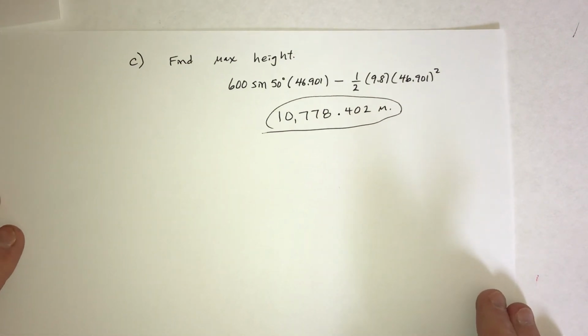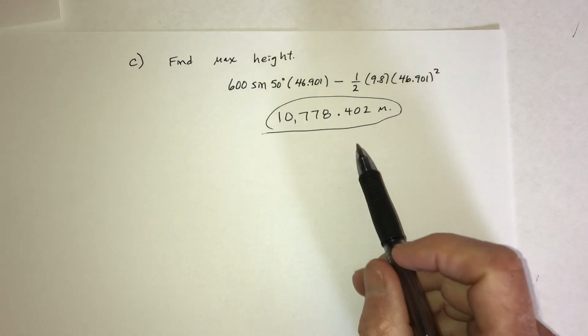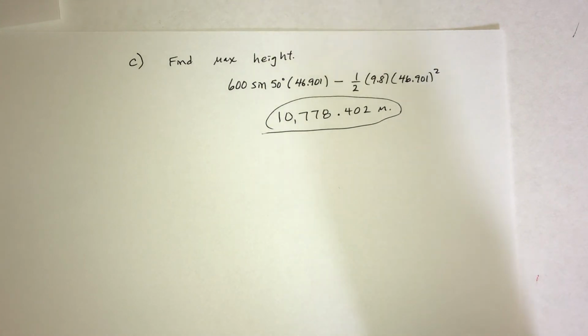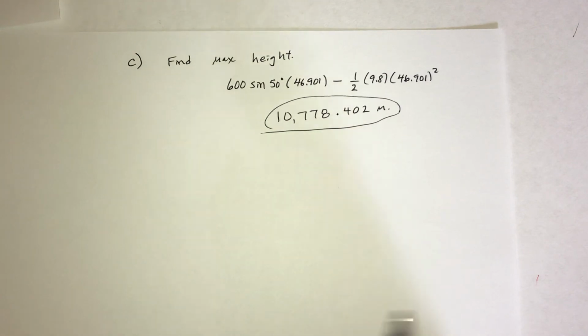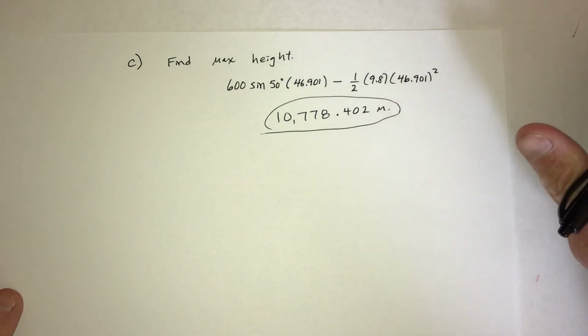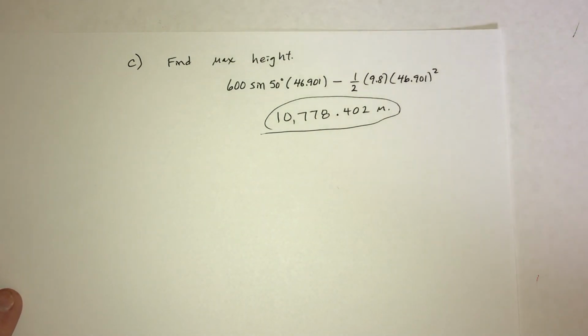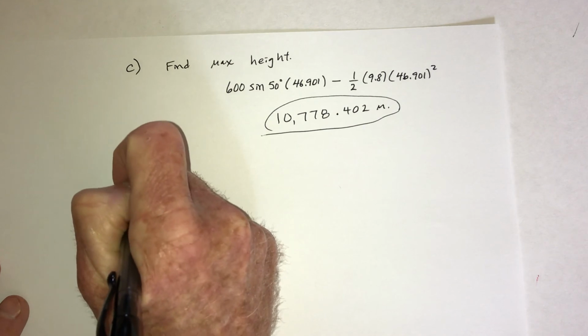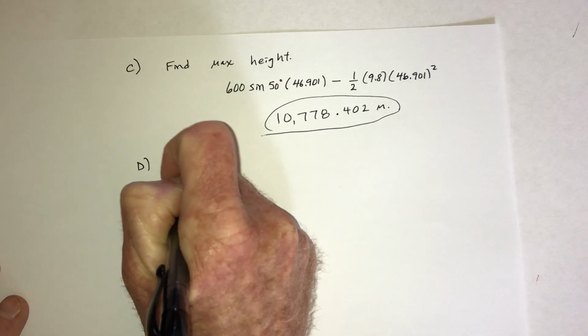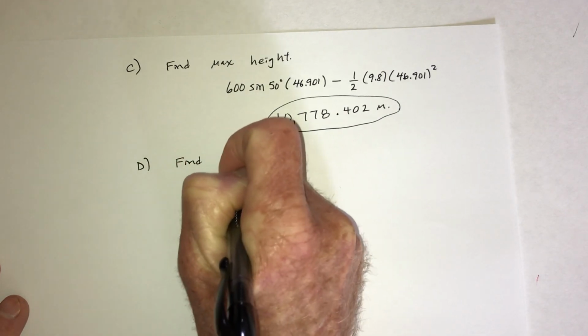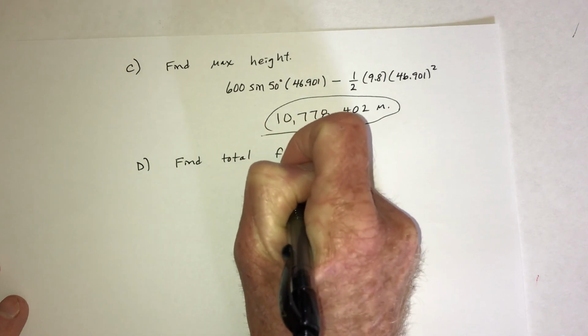Like I said, I made this up very close to the homework question, so that's what they're saying, that somebody's going to fire this projectile 10 kilometers into the air. Then part D. Find the total flight time.